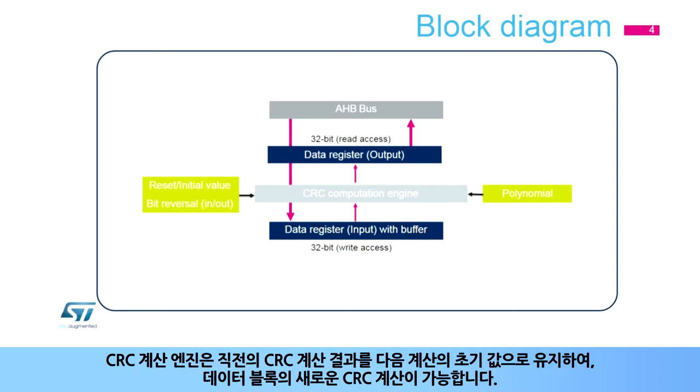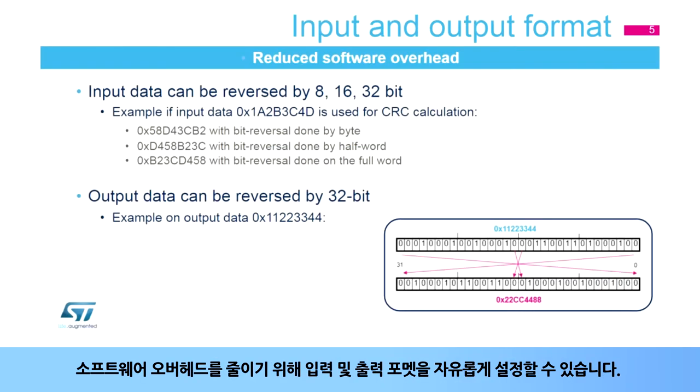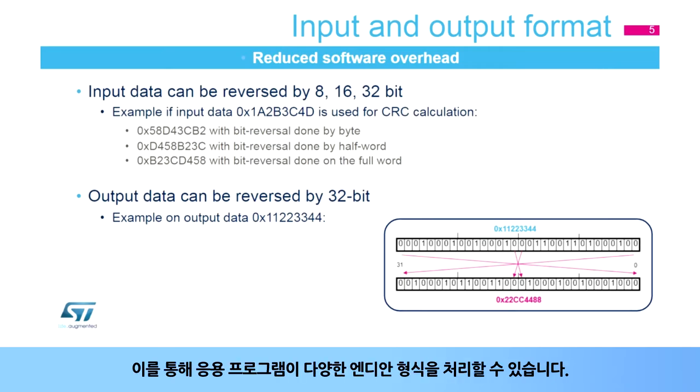The CRC computation engine will hold the result of any previous CRC calculation, which then becomes the initial value for the next calculation, thus allowing a new CRC computation of data block. The input and output format is fully configurable to reduce the software overhead. It allows applications to manage different endian schemes.